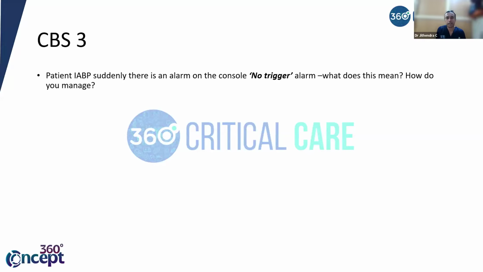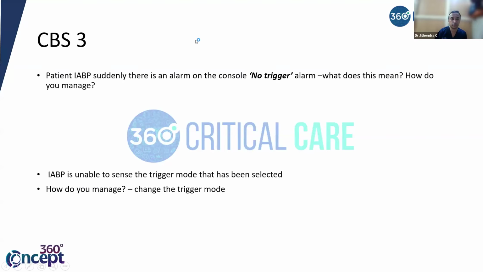So next, again, you have a history, and the patient is on IABP, and suddenly there's an alarm on the console saying no trigger alarm. What does this mean? How do you manage? So there is no trigger. Suddenly you see that the machine is producing an alarm. So what is happening here? We'll see what the answers are.